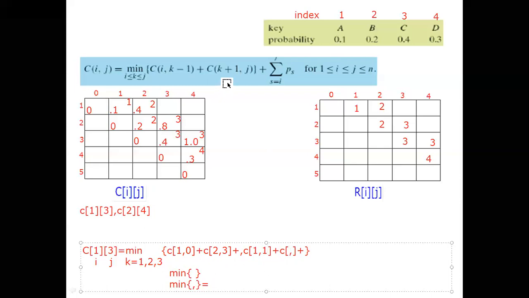Next one is this one. C of k plus 1. What is the k value? K value it is 2. 2 plus 1 it is 3. What is the j value? J it is 3.